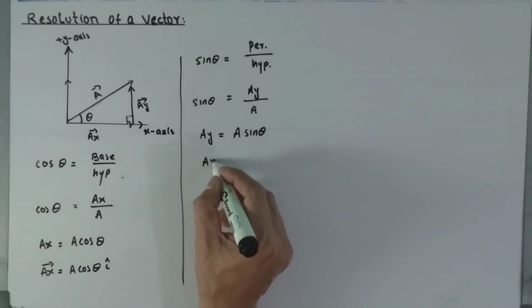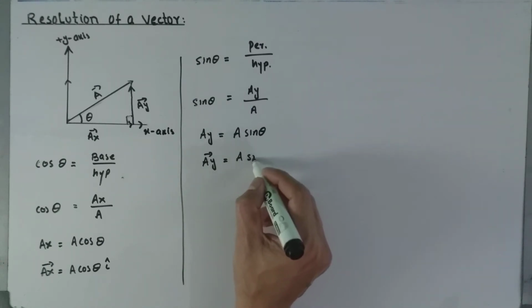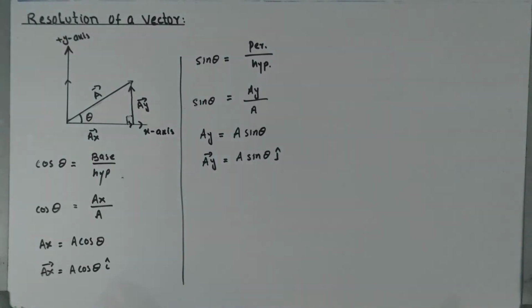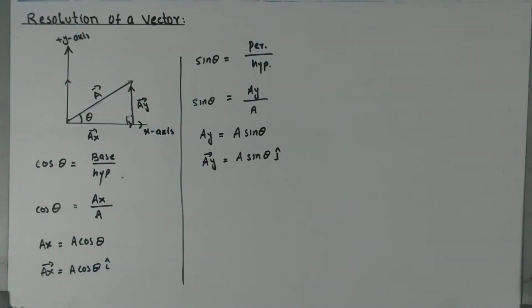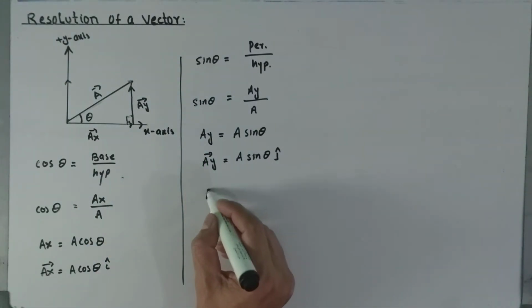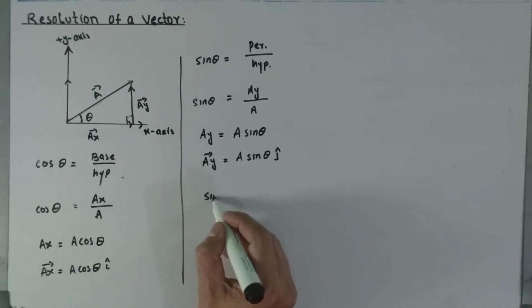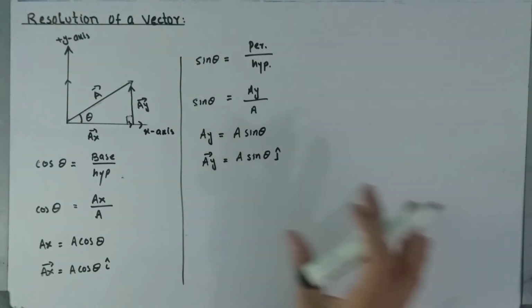and the vector form of that will become Ay, which is a vector here, equal to A sin theta j. Here the unit vector for the perpendicular is j. Okay, and if we have this vector in a three-dimensional system, then we will use, for example, Az, that will become A, again sin theta will be used for this one. But I think we don't need to write this here.